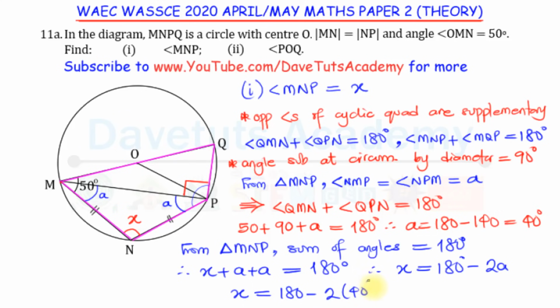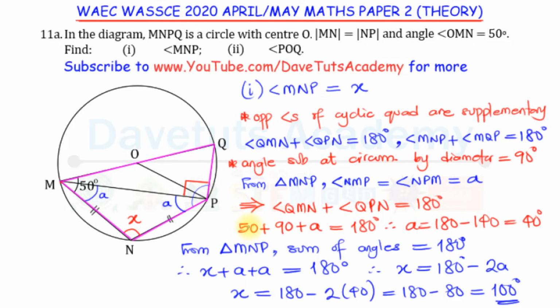Was 40. So x is 180 minus 2 times 40, which is 80, and 180 minus 80 is 100 degrees. So the value of x, which is angle MNP that we're asked to find, is nothing but 100 degrees.